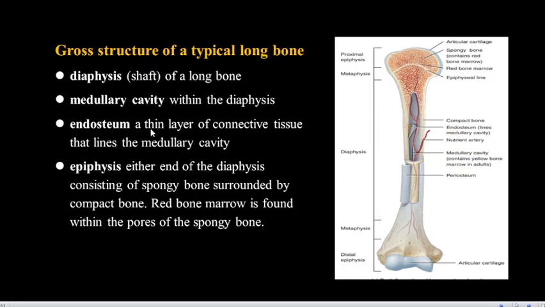Now, endosteum, okay, is a thin layer of connective tissue that lines the medullary cavity. So, inside the walls of the medullary cavity, may makikita kang connective tissue called endosteum. Ito siya. Okay. And then, yung mga dulo-dulo ng long bone naman natin, ang tawag dyan is epiphysis. You will find them at either ends of the diaphysis, consisting of a spongy bone and surrounded by compact bone. So, the red bone marrow is found within the pores of the spongy bone. Okay? So, nakita niyo yung porous dyan na part, no, at the end.